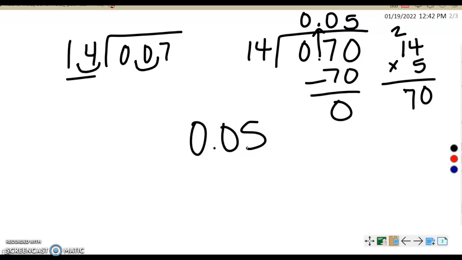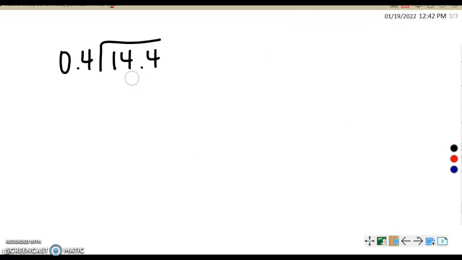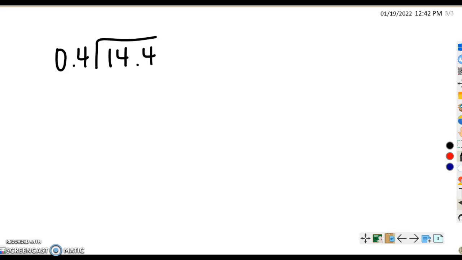Even though this one was a little bit tricky just to get started, just remember to add those zeros whenever necessary, whenever we can't divide anymore, or we have nothing to bring down, so we can keep dividing to get an answer.